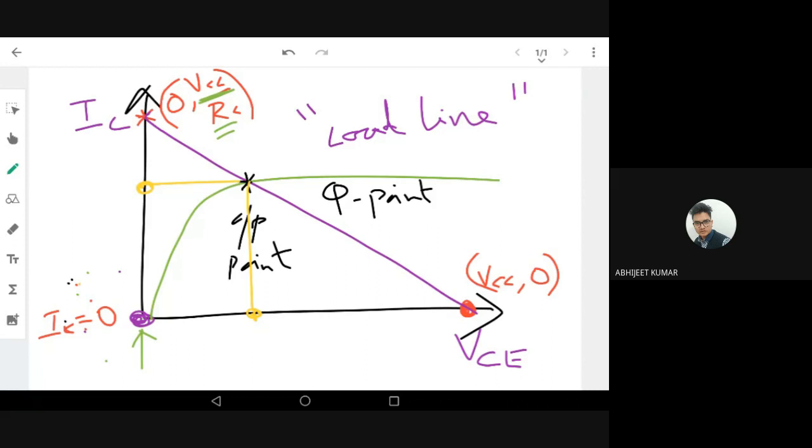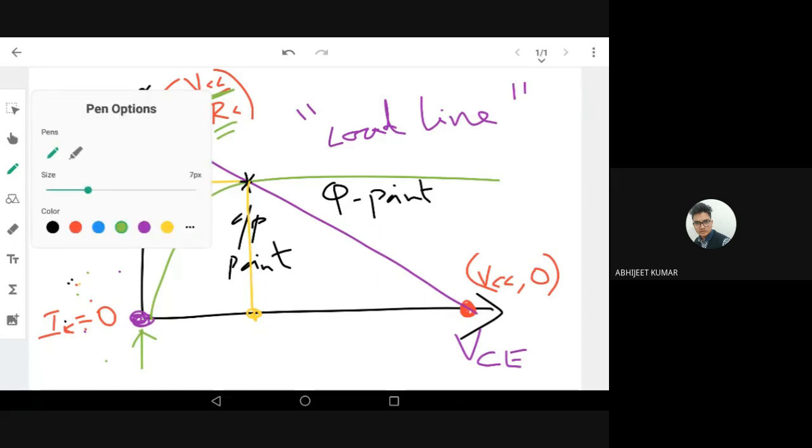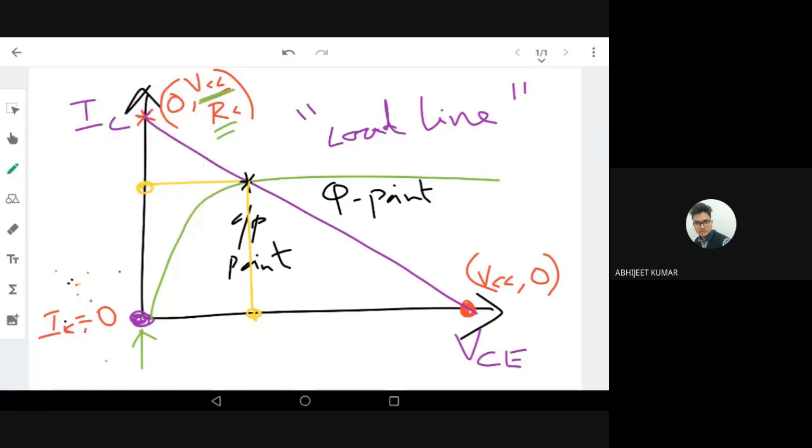How? Because now I'm going to change the base current. I'm reducing the base resistance. Right now you can see the load line doesn't depend upon base resistance or base voltage or base current, nothing. Now again I'm changing the base current or base voltage or something. Now input parameters are changing, so the Q point is going to change. Now the new point is like this.